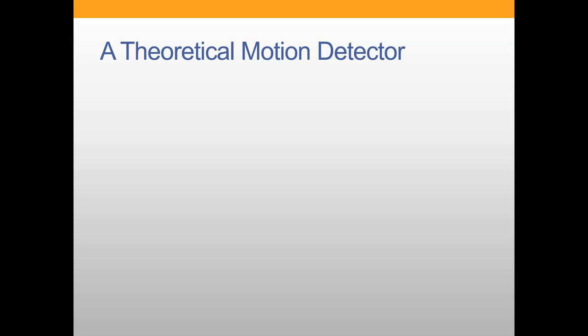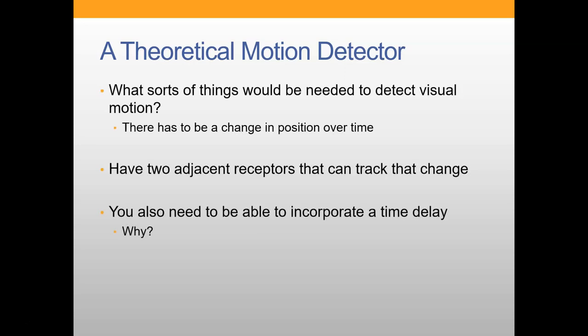So one of the first things that we have to talk about: if we were wanting to think about motion and something that could detect motion, how would we potentially design that? And so your chapter kind of starts off by talking about how the brain might potentially develop what we would consider a motion detector. Now, really, all motion is looking at change over time. In particular, we would need to look at a change in position over time. So that is the kind of thing that we would want to be able to track.